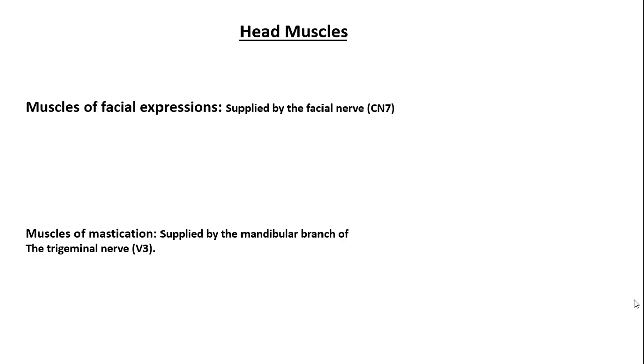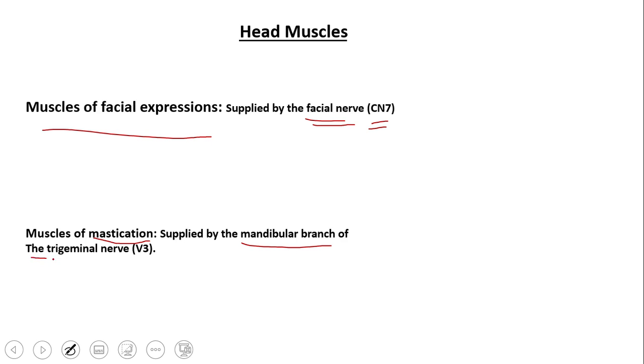There are two groups. The muscles of facial expressions, responsible for smiling, frowning, different facial expression actions. And those muscles are getting their signal from the facial nerve, which is the seventh cranial nerve. The other group is the mastication muscles, and they are the ones that help to chew food. So they move the mandible.